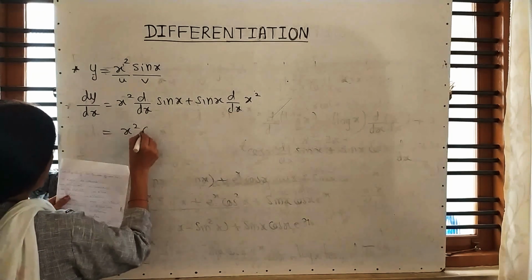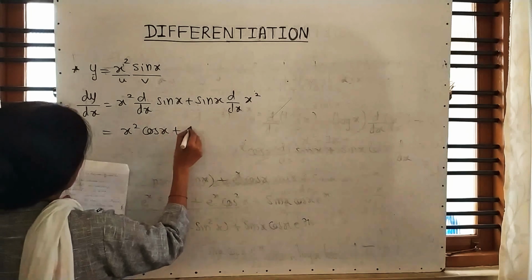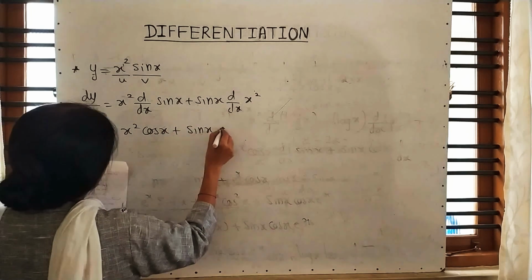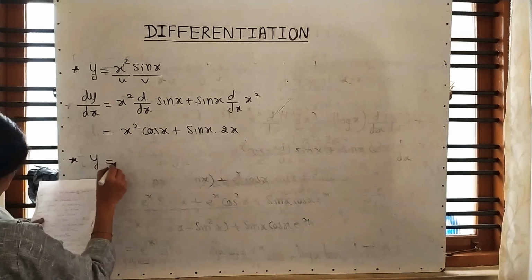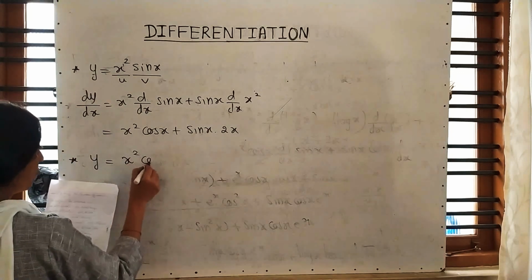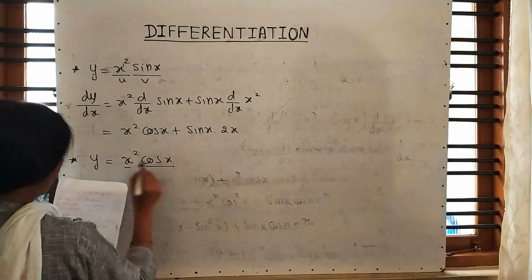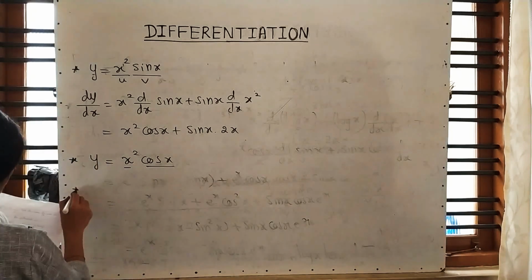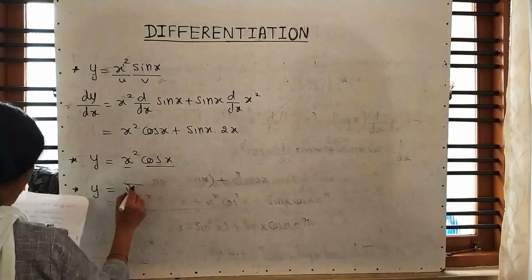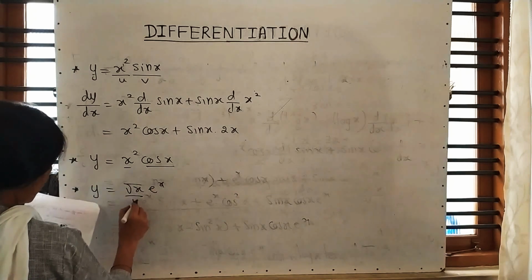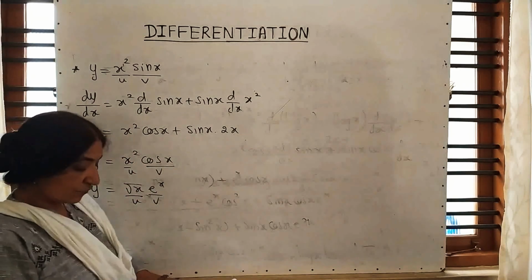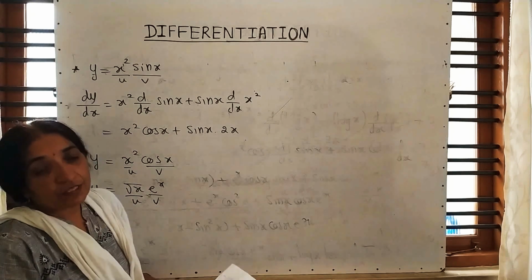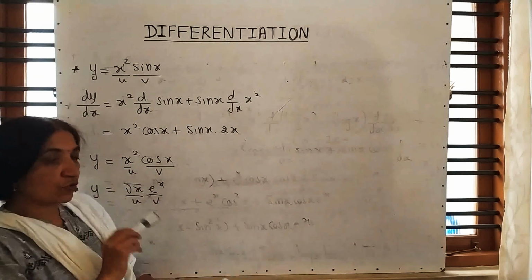x square as it is, differentiation of sin x is cos x. Here sin x, differentiation of x square is 2x. Next question. x square into cos x. Students, can you solve this? Just solve these two questions. This is u, this is v. Only just for practice, I gave you these two questions, u into v.